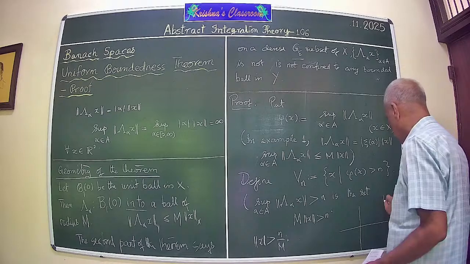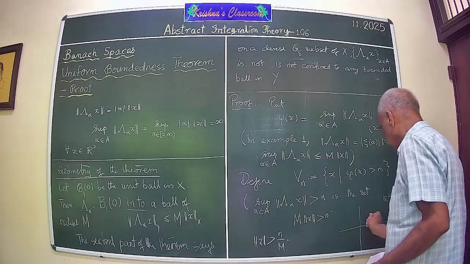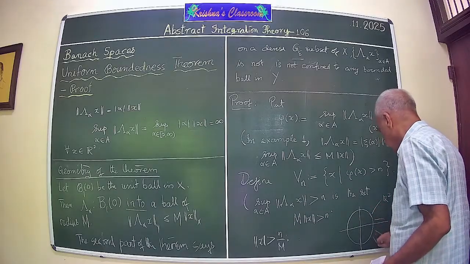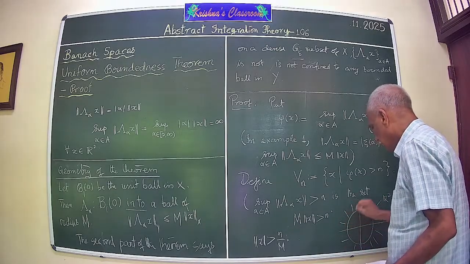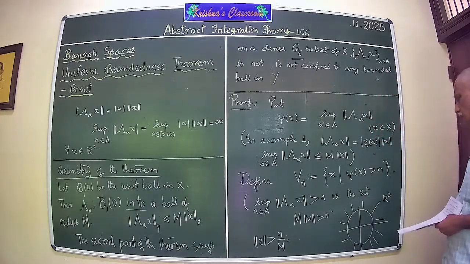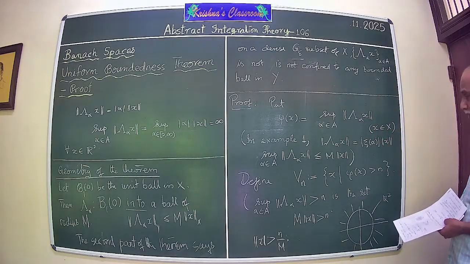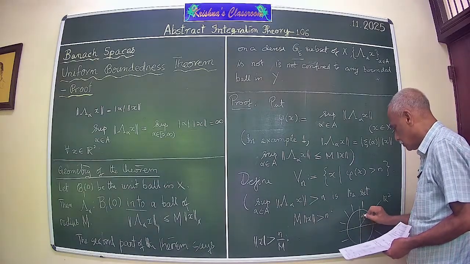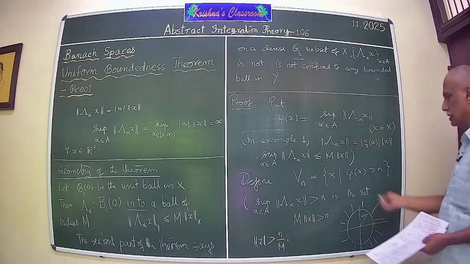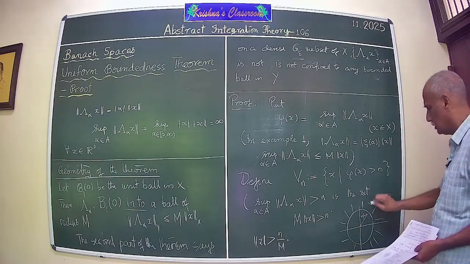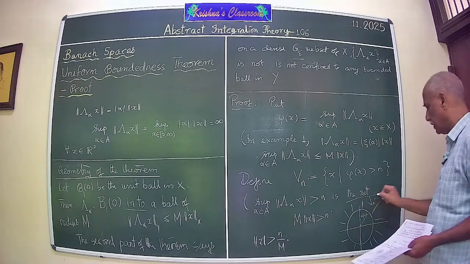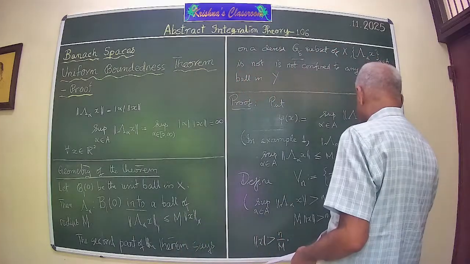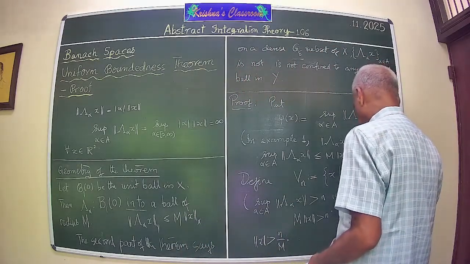In our case of R2, this is the complement of the closed ball with radius n by m. So not unit circle, this is n by m. This is the set that you get as Vn. So Vn is the complement of the closed disc with radius n by m.